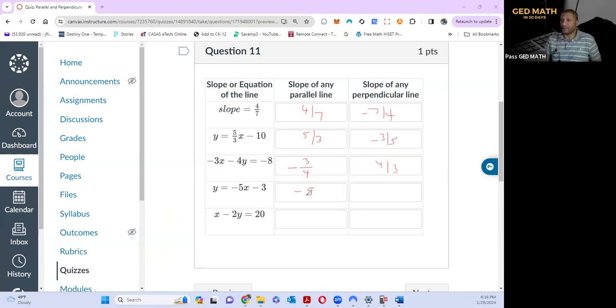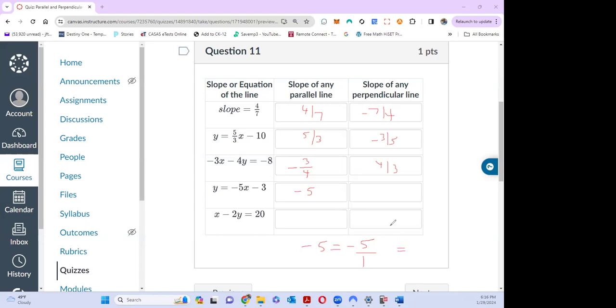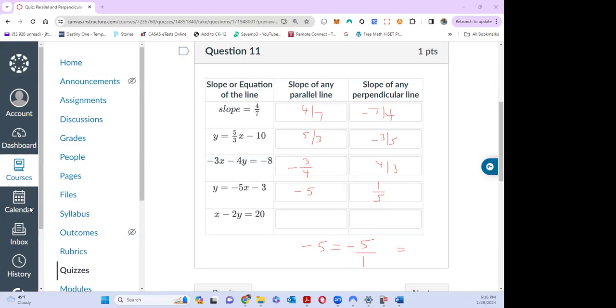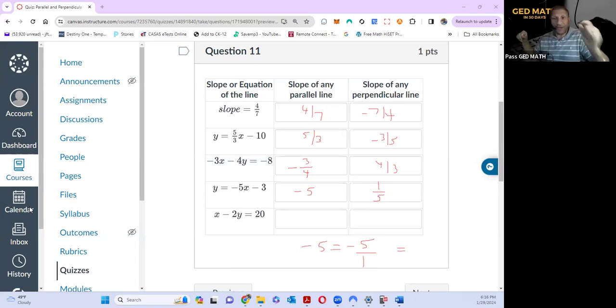Slope -5. Now, this one gives a lot of people issues because when they see that whole number, they don't know what to do. But you have to understand -5 is the same as -5/1. So when I flip that and change the sign, which is positive, it'll be 1/5. But you should be able to do this exercise literally in about a minute and a half to 2 minutes. When you do that, that means you know how to find the slope of parallel and perpendicular lines. So then when you get to a problem like this, let me go backwards.